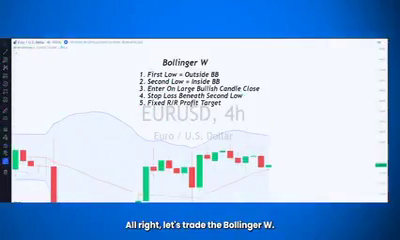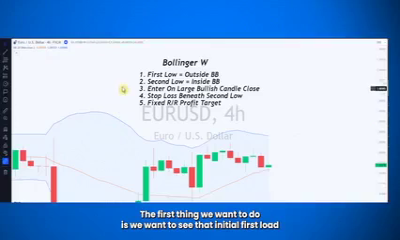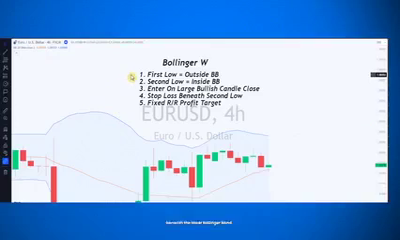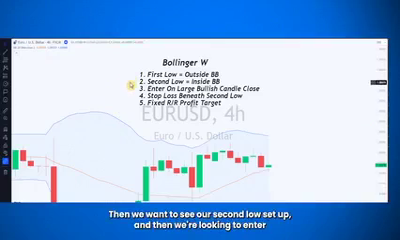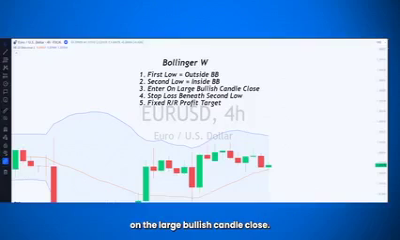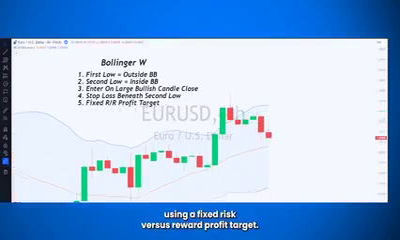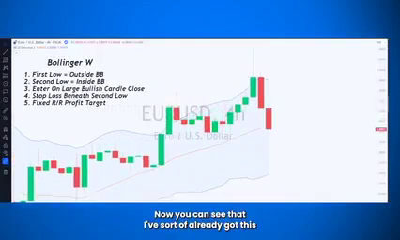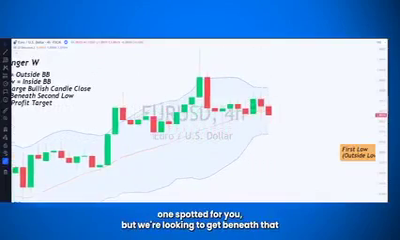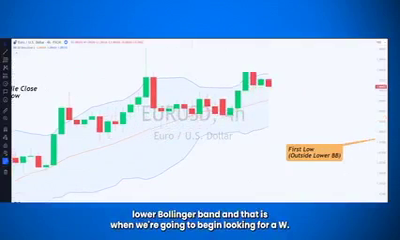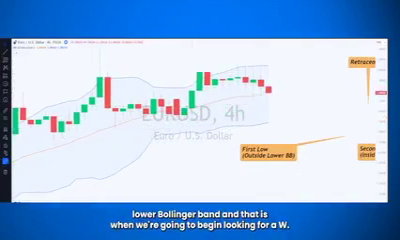All right, let's trade the Bollinger W. The first thing we want to do is see that initial first low beneath the lower Bollinger Band. Then we want to see our second low set up, and then we're looking to enter on the large bullish candle close. This is going to be a trade that we execute using a fixed risk versus reward profit target. Now, you can see that I've sort of already got this one spotted for you, but we're looking to get beneath that lower Bollinger Band, and that is when we even begin looking for a W.